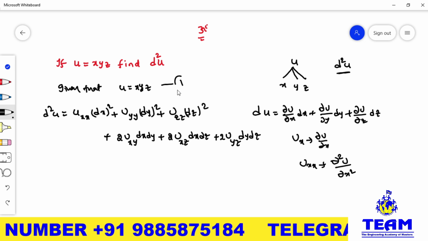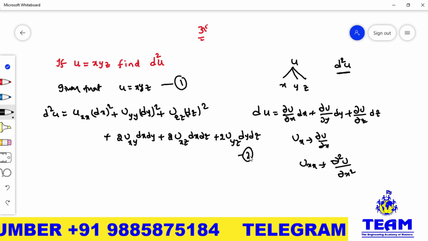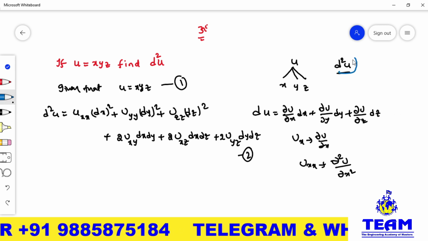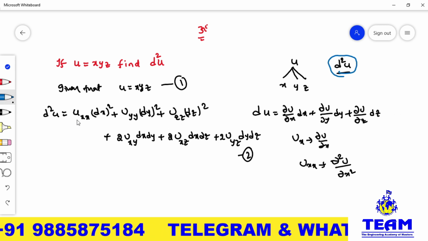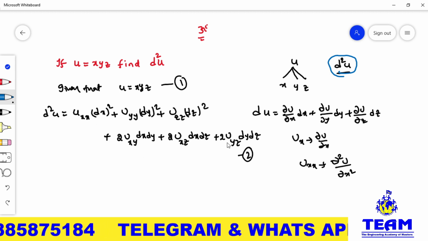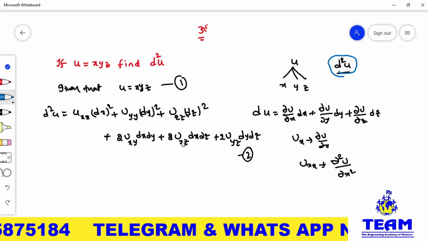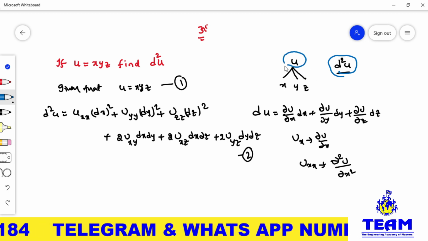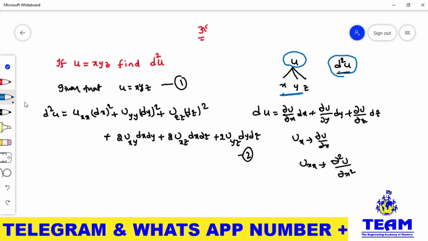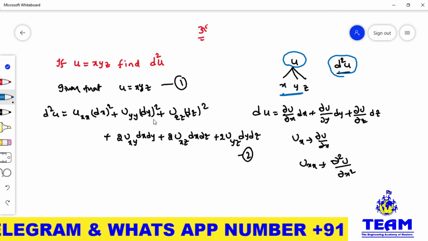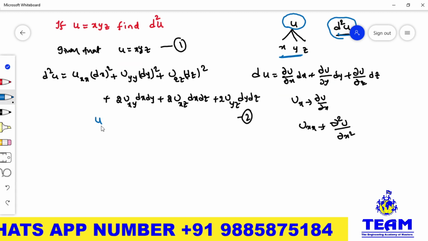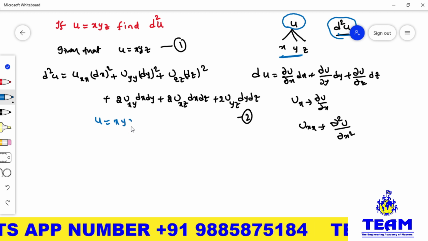Consider the given problem as equation number 1 and this as equation number 2. Friends, to get the d square u value, what do you require to find? uxx, uyy, uzz, uxy, uxz, uyz. What are these? Second order partial derivatives of u with respect to x, y, z. Now we are going to find all these values and substitute in this equation. So we have u is equal to xyz.